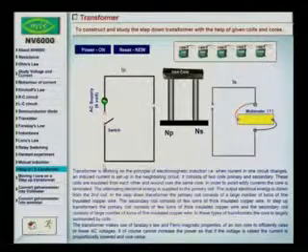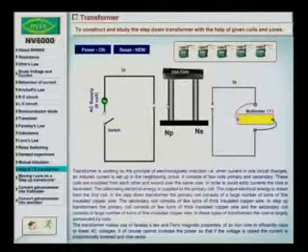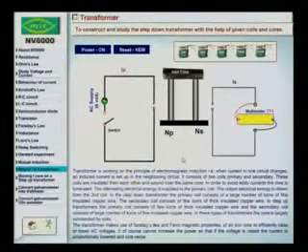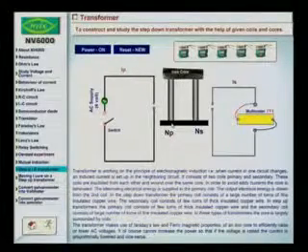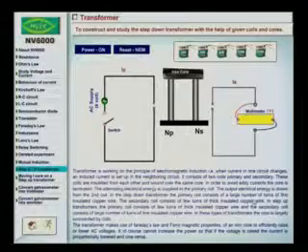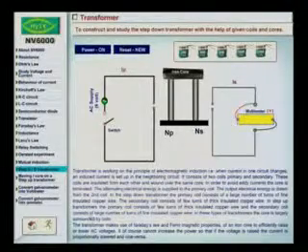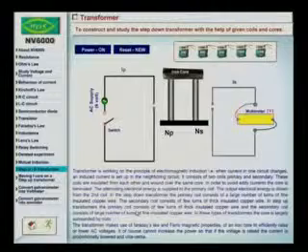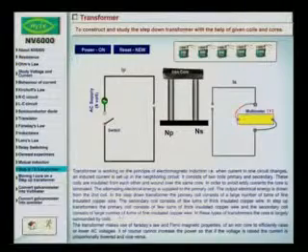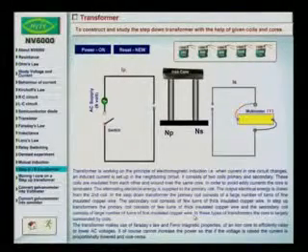The alternating electrical energy is supplied to the primary coil. That is, this one is our primary coil. The output electrical energy is drawn from the secondary coil. That is, from this coil we will get the output. In the step down transformer, the primary coil consists of a large number of turns of fine insulated copper wire, and the secondary coil consists of a few turns of thick insulated copper wire. In the step up transformer, the primary coil consists of few turns of thick insulated copper wire, and the secondary coil consists of a large number of turns of fine insulated copper wire.